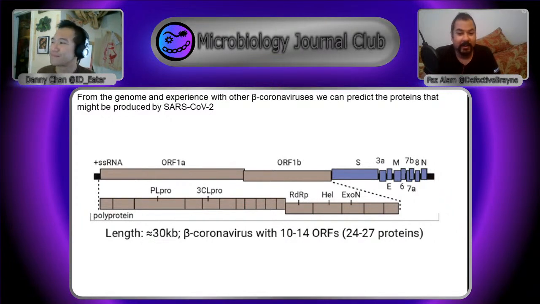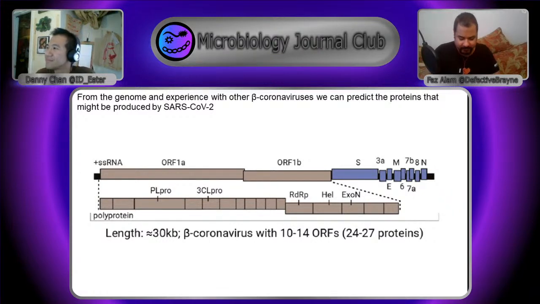I've put up a diagram of the SARS coronavirus genome, which shows you a lot of the big open reading frames and also some of the important proteins. Spike is labeled S. We're all big fans of Spike, we've been talking about it a lot. And then there are all these other accessory proteins.